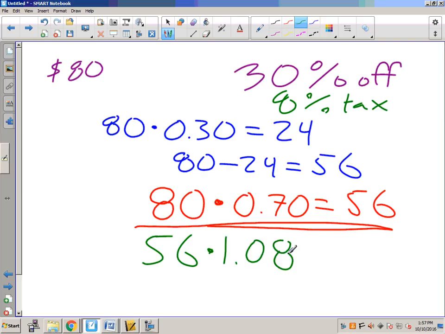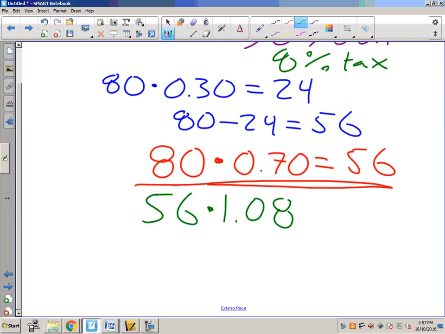is correct. Let me see if I can predict your thought process here. You think, since it's 8% being added on, 100% plus another 8% would get us to 108%, and then you turn that into a decimal. That's exactly correct. That's exactly how you could do that.